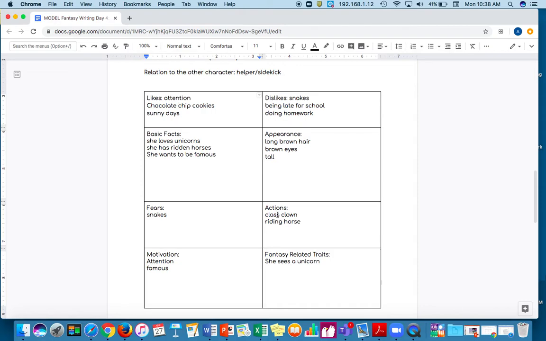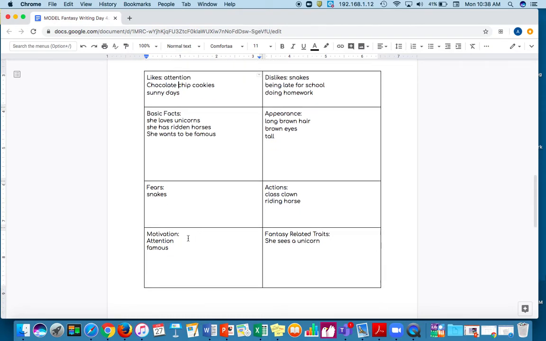Her actions, I think she's kind of a class clown. She likes to do things that are fun and funny and entertaining to other people, even though it might get in the way sometimes. And she likes riding horses. Her motivation to help the unicorn, to help Kara, is to get attention and be famous. We know from reading the story that actually at the end, her motivation is just to be helpful. But in the beginning, her real motivation is attention and fame.